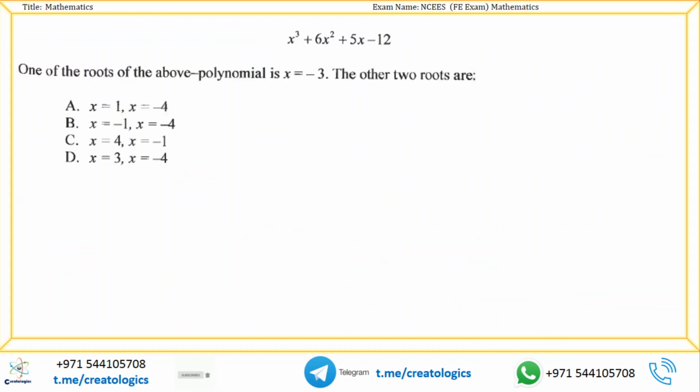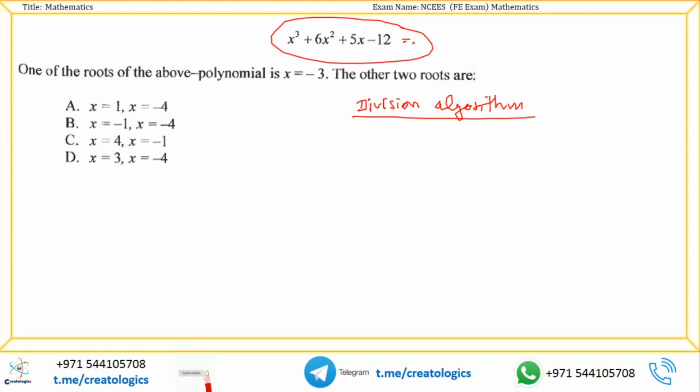if one of the roots of the above polynomial is given as -3, then you need to find the other two roots. You can use the division algorithm to solve this question, but I will not recommend that. Why? Because you already have the calculator, so no need to use any division algorithm. Just put this in the equation solver for the cubic equation. You solve it using the calculator and you will get the direct result, right? Otherwise you can use the long division method.